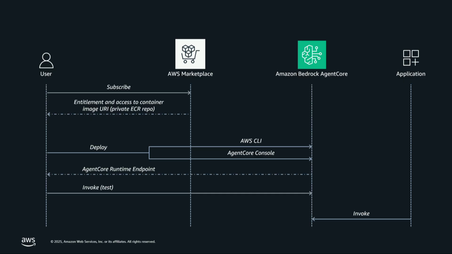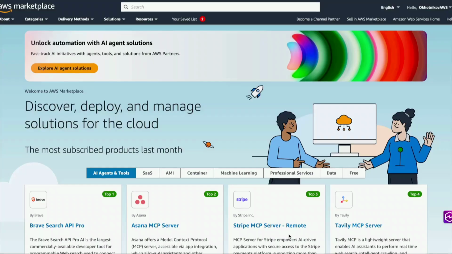So just to summarize, here is the flow if you want to get a third-party pre-built agent. Again, it's very simple. You find it on Marketplace and subscribe, you provide the environment variables, in this case CRM credentials, you deploy it on Agent Core runtime, and you invoke the agent. So let's see that in action. I have a short pre-recorded demo just to put all this together.